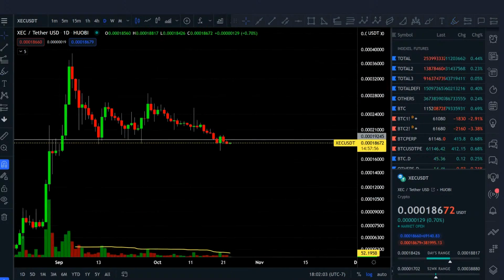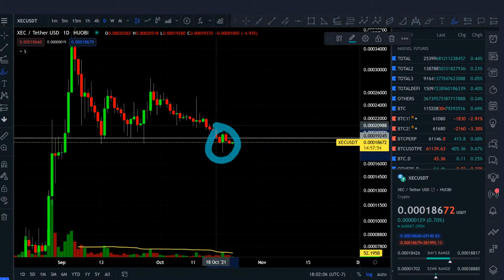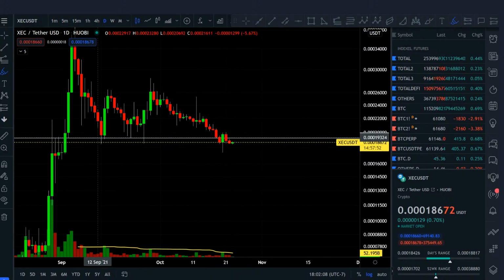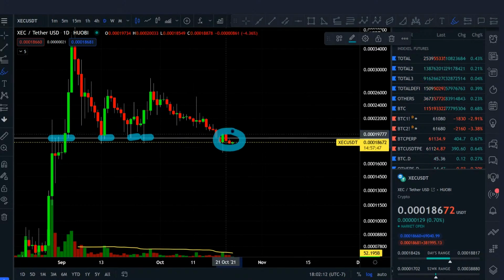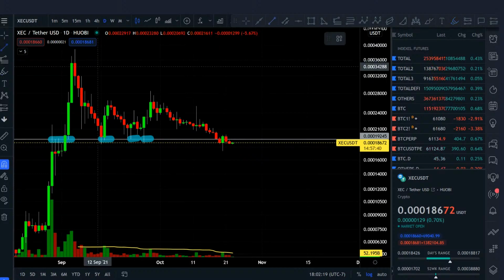We had one test of the support trying to survive that. You see this? It's 1, 2, 3, 4 touch points, maybe even more if you count the left side. So this is a real battleground for this particular crypto. It's in a descending triangle pattern.